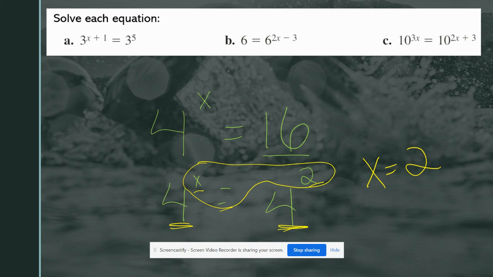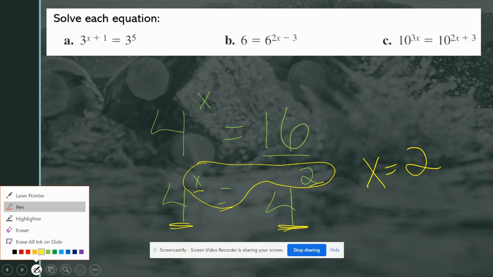Based on this, for the first part of our notes, as long as our bases are the same, then we can kind of ignore them. They don't go away. We're just ignoring them and solving for the variable in the exponent.